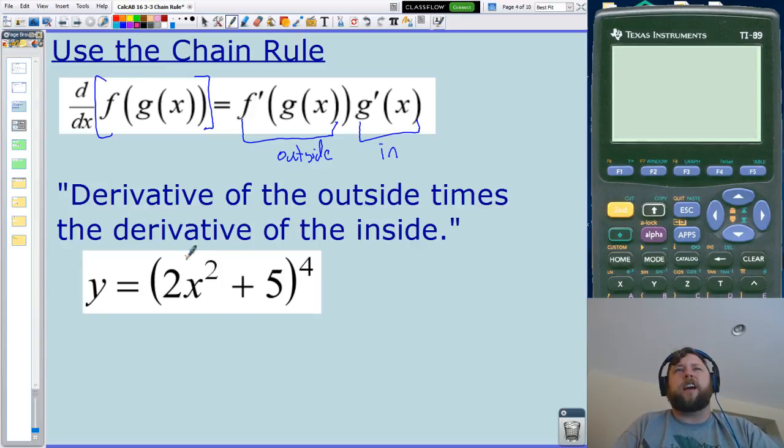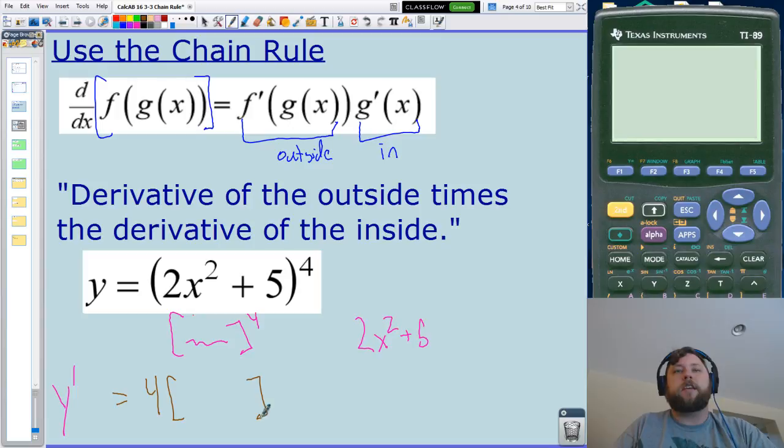The hard part of this is identifying what the outside function is. So let's take this example. I like breaking it down when I do this work: something to the fourth power is my outside. And the inside is usually whatever's in parentheses or under a square root. The inside is going to be 2x squared plus 5. So my y prime is going to be the derivative of the outside. What's the derivative of something to the fourth power? That's going to be 4 times that something cubed. Well, what's that something supposed to be? That something is 2x squared plus 5.